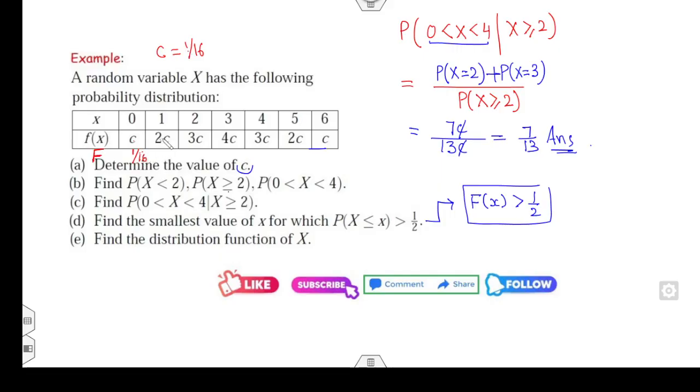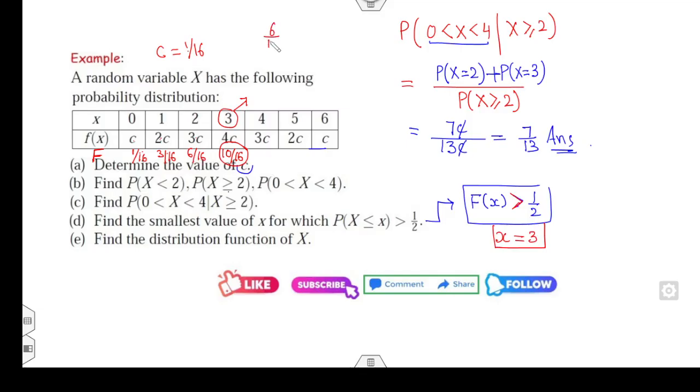The second number, you can add them, is 3 over 16, which is not greater than 0.5. The next number is 3 plus 3, 6 over 16. Is it greater than 0.5? No. Then it will be 10 over 16. Clearly, this number is greater than 0.5. So the answer corresponding to x is 3, the right answer of the problem.